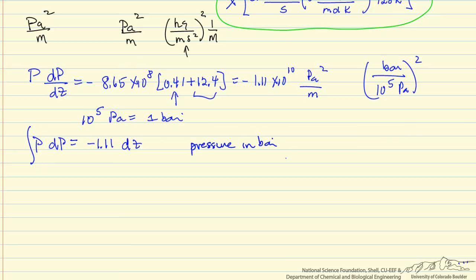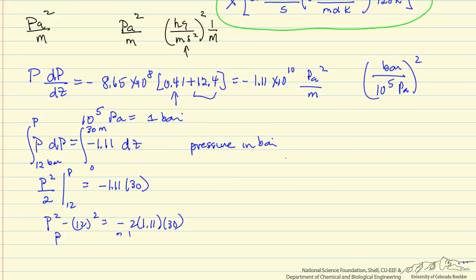We can integrate. Inlet pressure 12 bar. The outlet pressure is what we're solving for. Inlet distance is 0. The outlet distance is 30 meters. So if I make the substitution, p squared over 2 with these limits, and this is just times 30. So if we do this calculation, take the square root, pressure 8.8 bar. So the pressure drops through this bed from 12 bar at the inlet to 8.8 bar at the outlet.